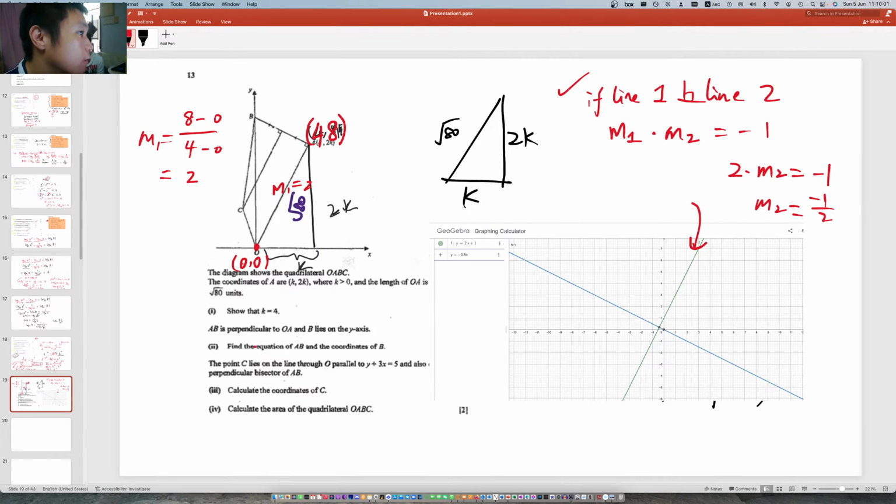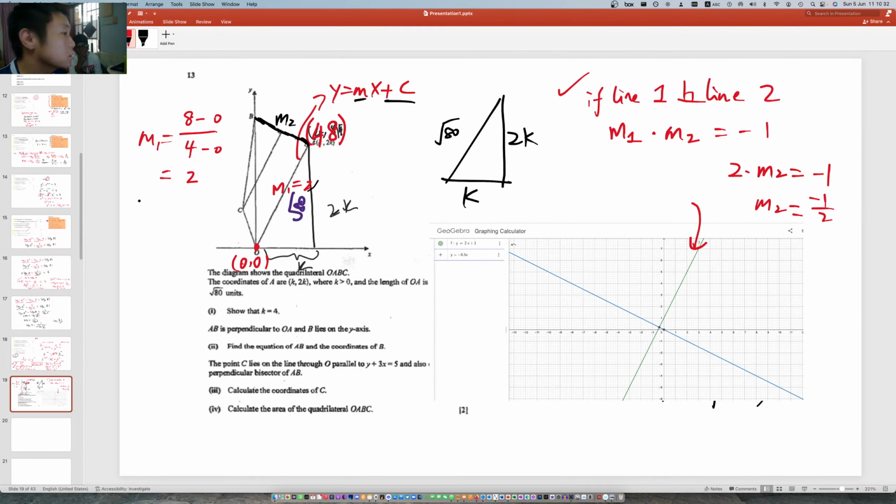Then they say find the equation of AB. In order to find the equation, you know the equation of a line is in this format, y equals mx plus c. So where's AB? AB is this one. Let me highlight it. So this is AB. I need to find the gradient and I need to find the y-intercept. I think the gradient can be found already by using this concept. So this is my m1, and this is my m2, gradient 2.